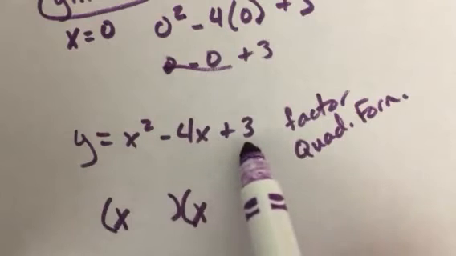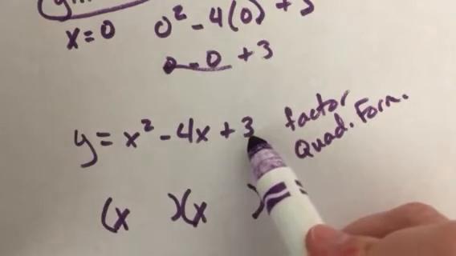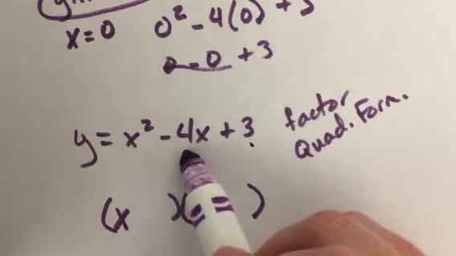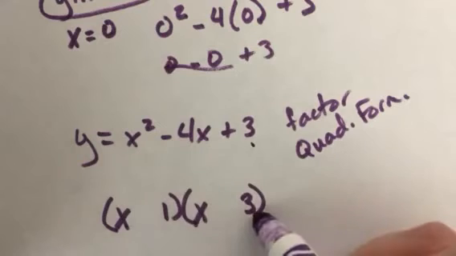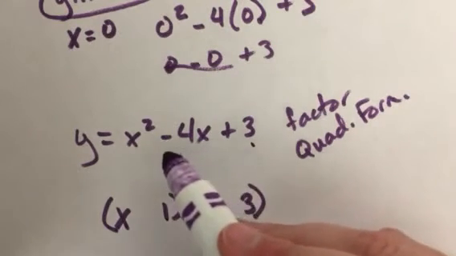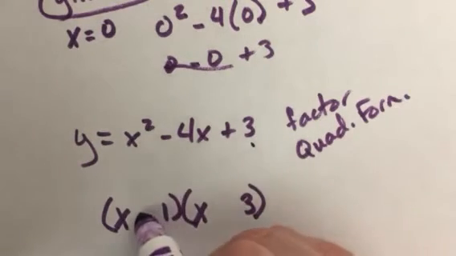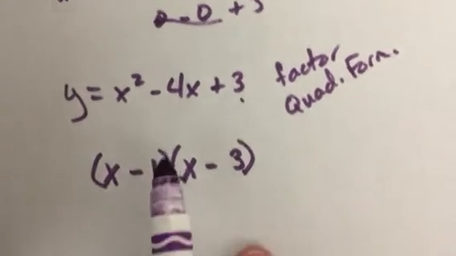Then you look at your last term. What times what gives you positive 3? Now you also have to say, well, what times what gives me positive 3, but then adds up to 4? Hopefully you know that 1 times 3 gives you 3, and 1 plus 3 gives you 4. Now you'll notice that the 4 is negative, so this actually needs to be a minus 1 and a minus 3. All right, so this is factored correctly.